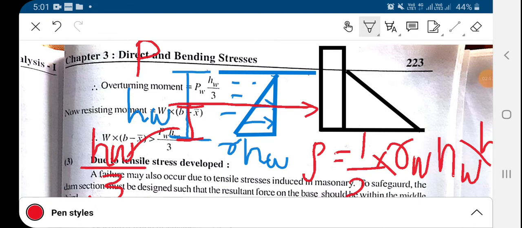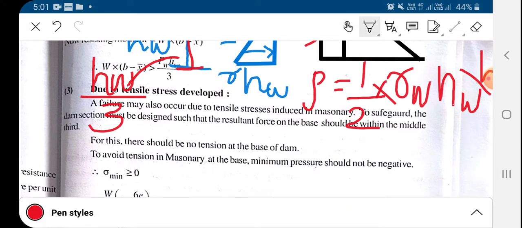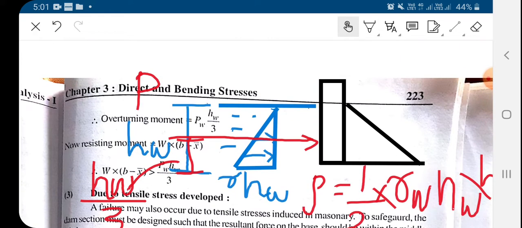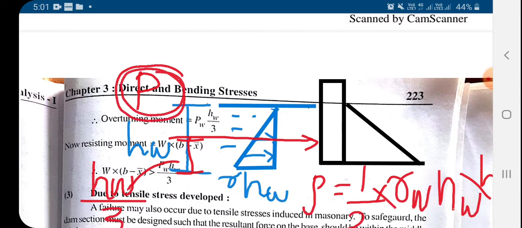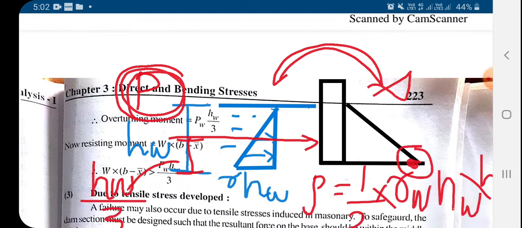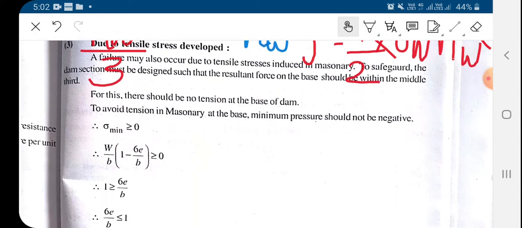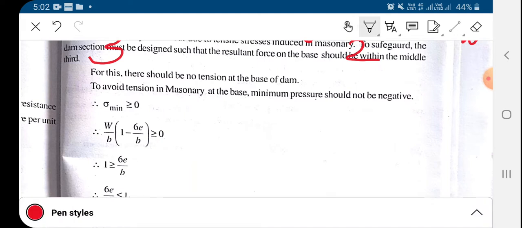So now based on this, what is the overturning moment? This force P tries to overturn this dam about this point. That point is known as the toe. So this force P tries to overturn this dam about the toe. So the moment generated about the toe will be the overturning moment.